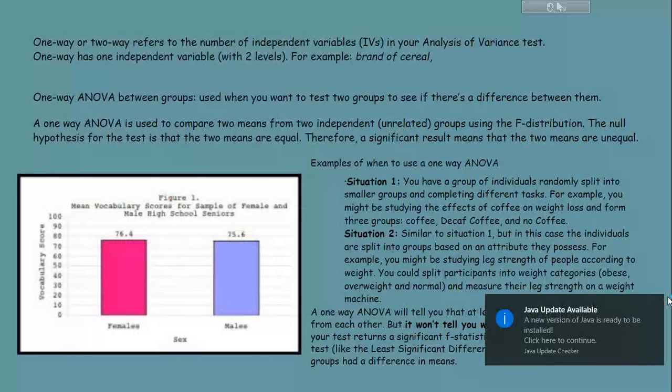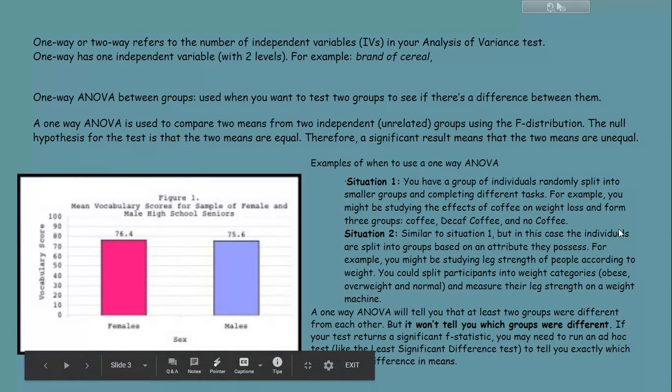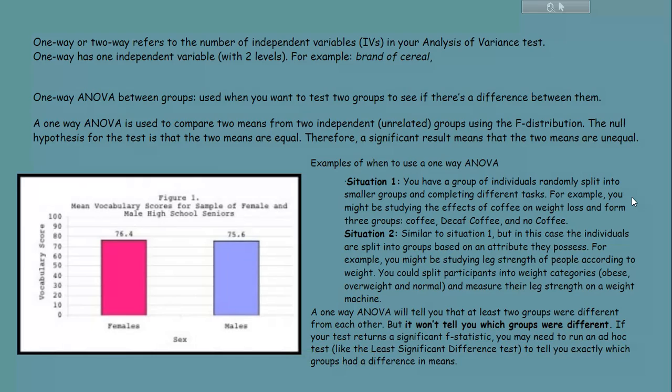There are a couple different types of ANOVA test, and the first is a one-way. There's a one-way and a two-way. One-way or two-way refers to the number of independent variables. So that is really where we determine what type of ANOVA test we're going to be using. And it comes down to the independent variables. In your analysis of variance test, or the ANOVA, one-way has an independent variable with two levels. For example, brand of cereal, which we'll talk about in a minute.